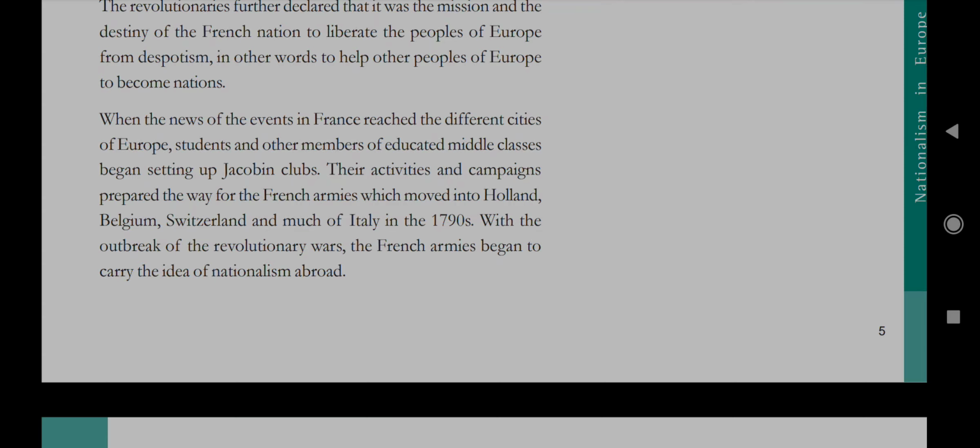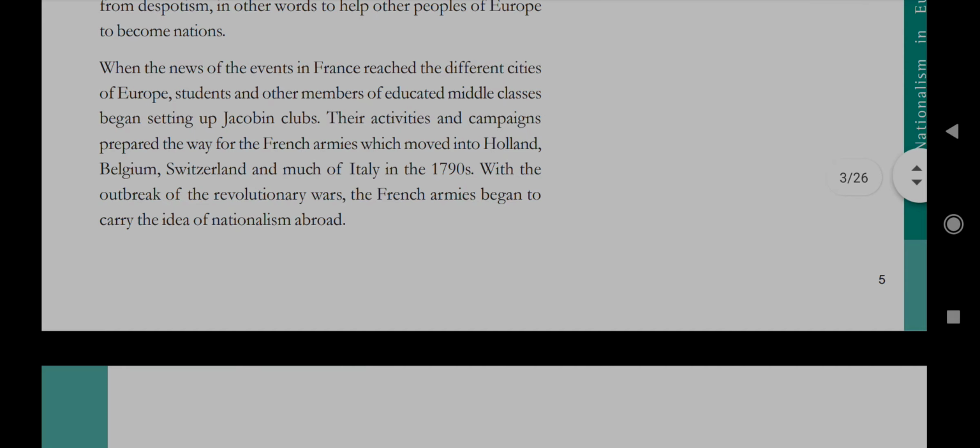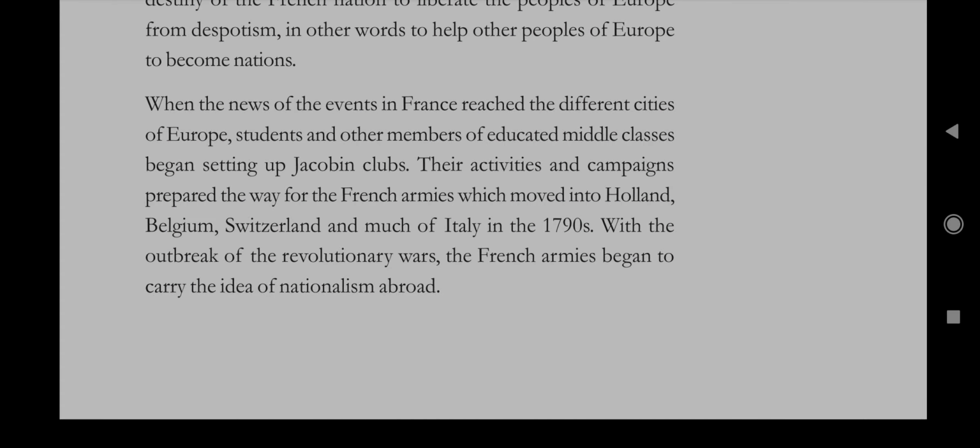When the news of events in France reached the different countries of Europe, students and other members of the educated middle class began setting up Jacobin clubs. When it was known by every person that France is doing this and this, people in the rest of Europe started setting up Jacobin clubs, as you might have studied in the French Revolution last year. Jacobin clubs were societies where they discussed everything, kind of like that. So the people started setting up Jacobin clubs over there.